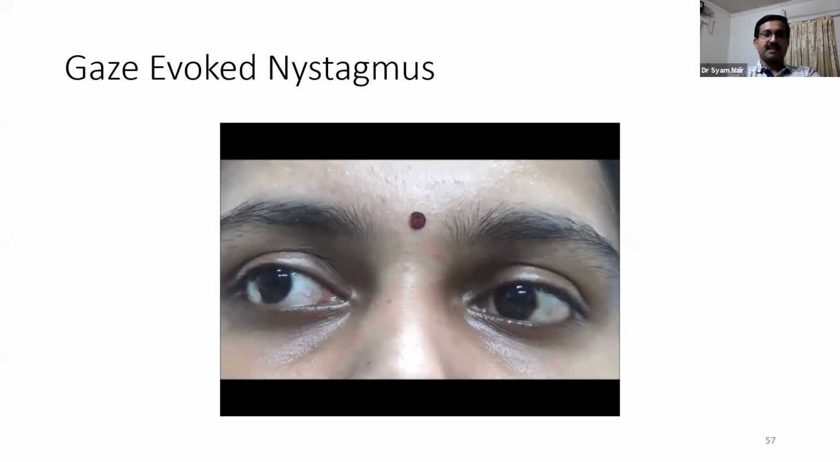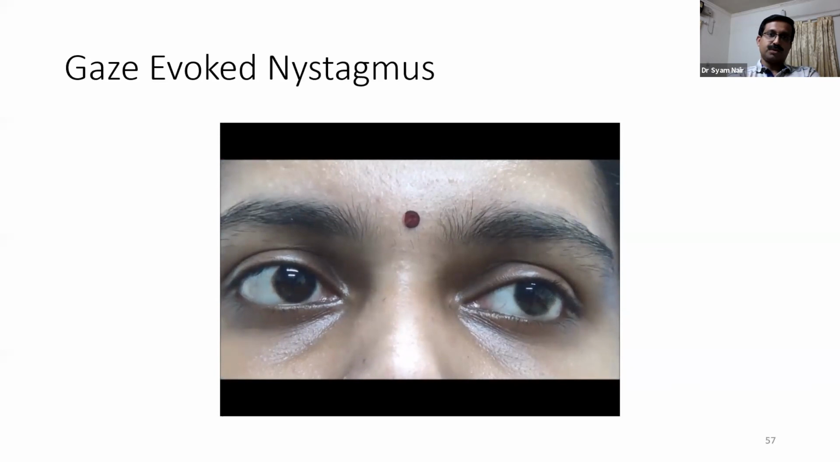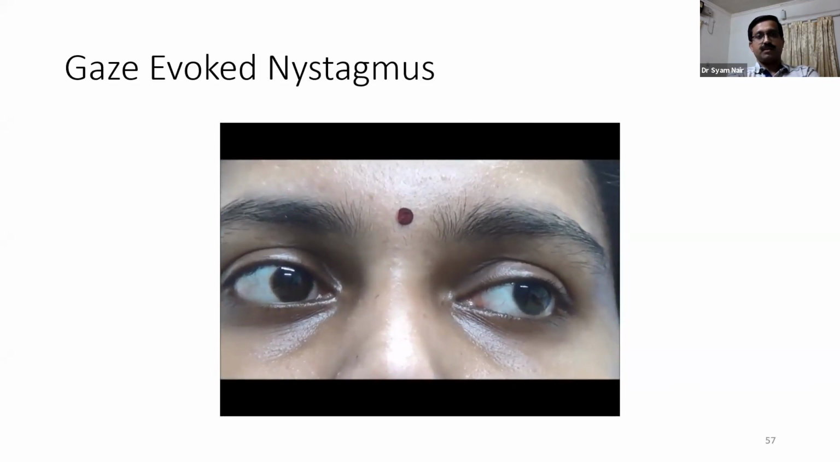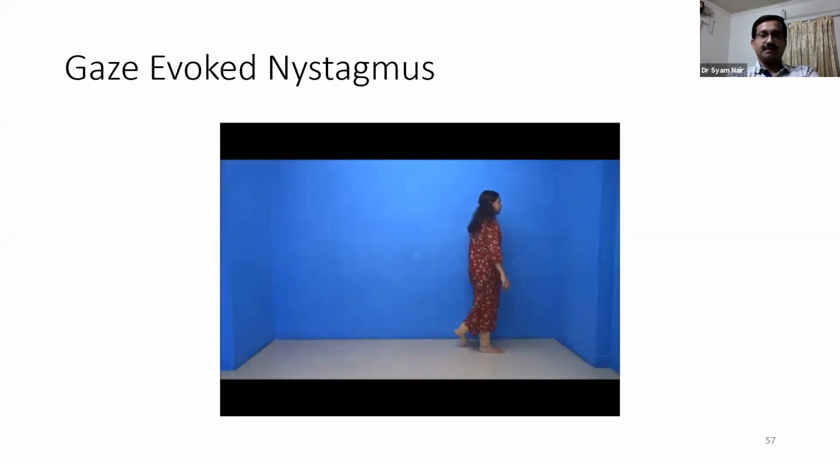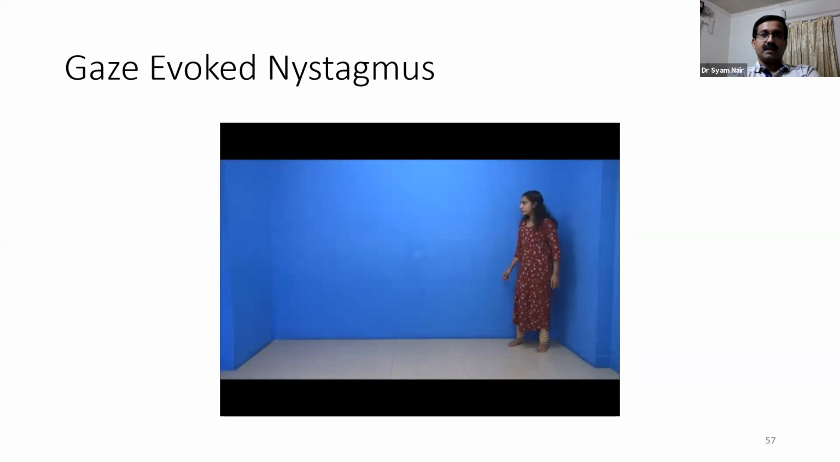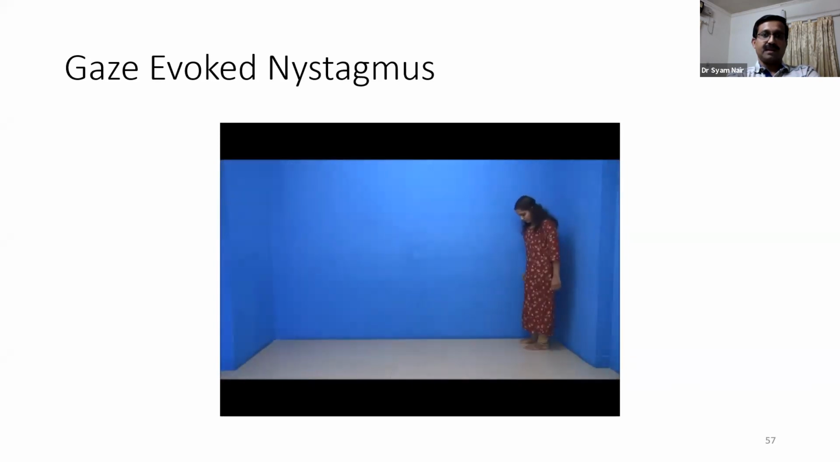When the eyes are kept eccentrically, they gradually drift to the neutral position, and a saccadic correction takes them to the eccentric position again. Again, they drift back. That is the mechanism of gaze-evoked nystagmus. So obviously, it would be towards the direction of gaze. Same patient, you can see that the gait is ataxic, wide-based, and she is also unable to walk tandem.